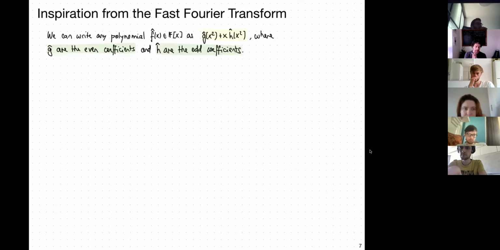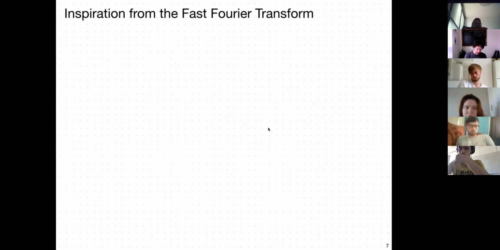Okay, there's a cool idea in the fast Fourier transform, where we can take some polynomial of our choice and divide it into odd and even variables. So, for example, what do I mean by that? Not what I wanted. Okay, sorry for that.